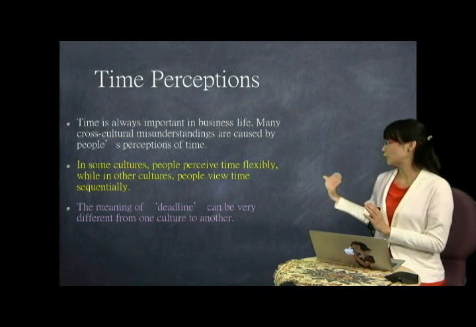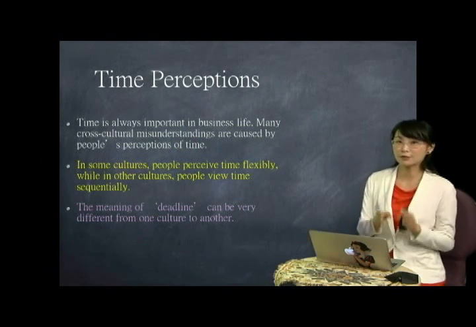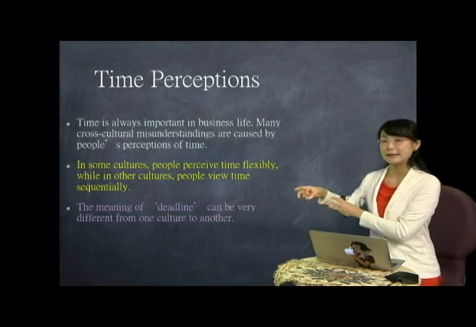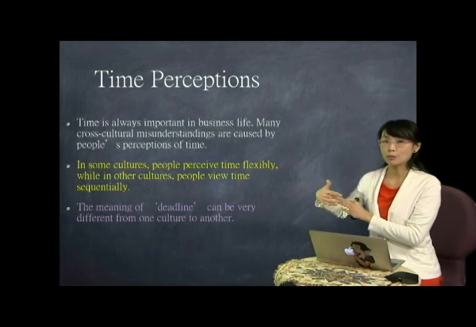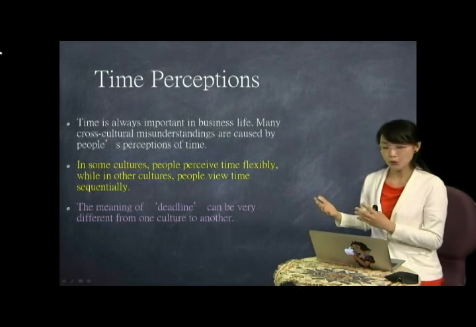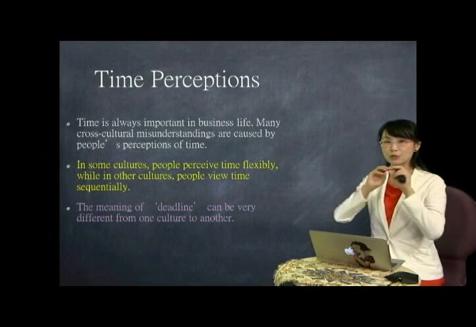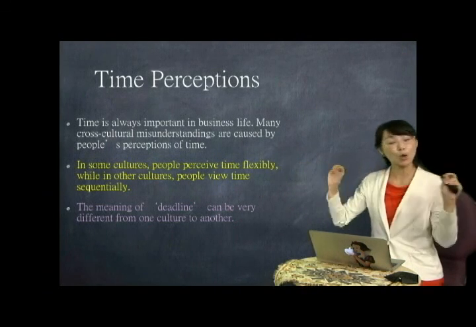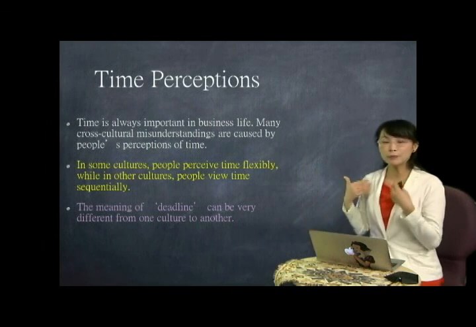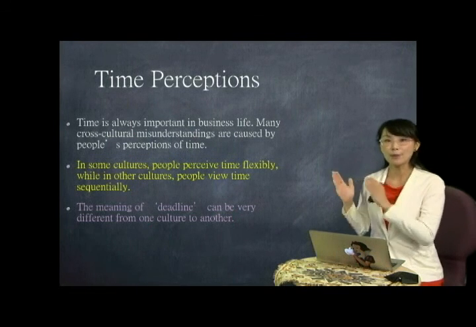In this sense, you will find that a deadline is very important to them, right? Because if the first thing is delayed, then the second thing, the third thing, the fourth thing, and their everyday life will all be delayed, and their life will become a mess. So when people view time sequentially, meaning in order, then deadlines will be very important. They want to be punctual and they want to finish things one by one.